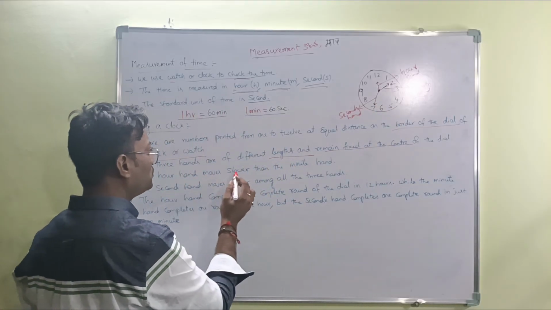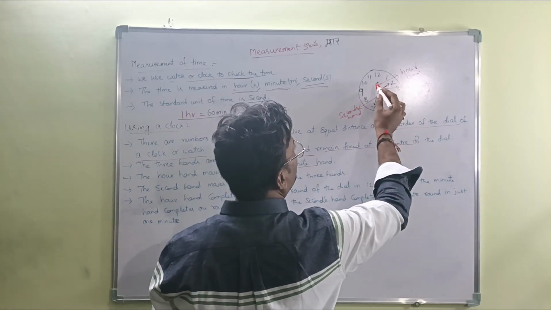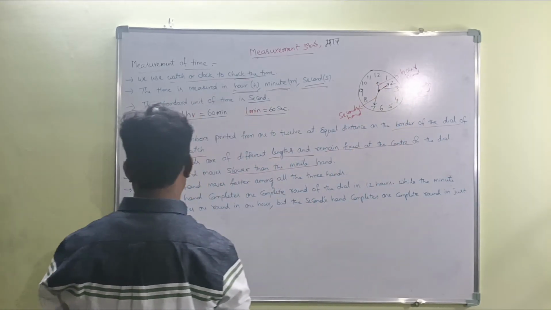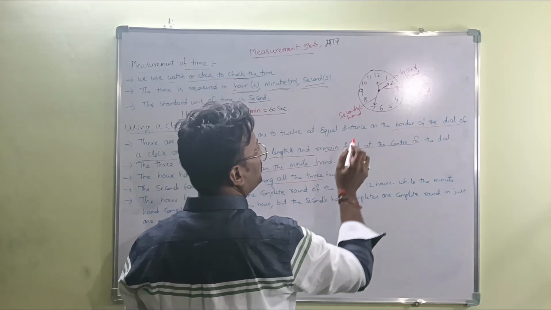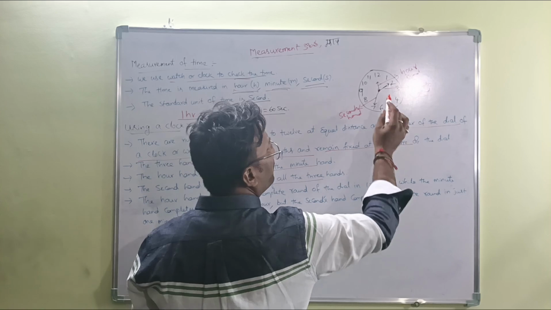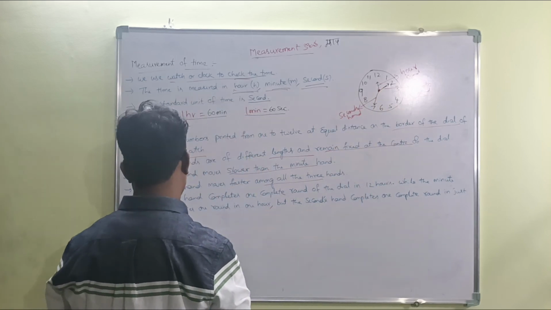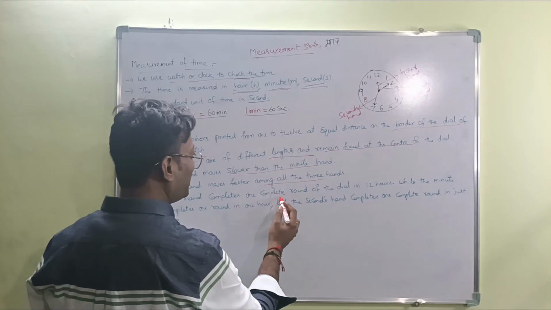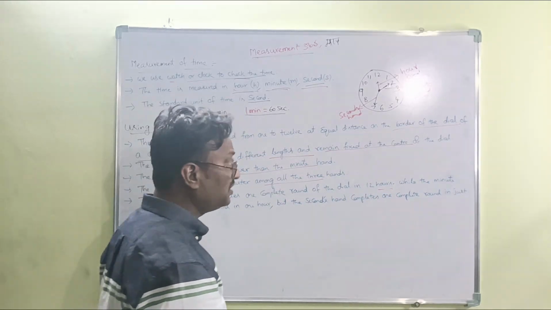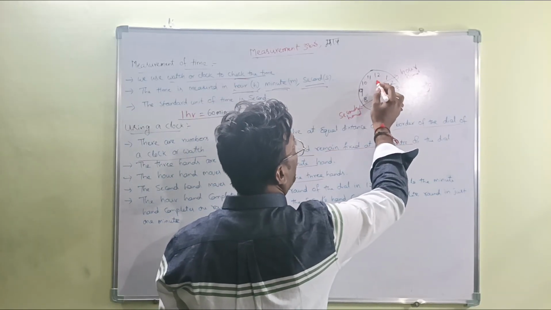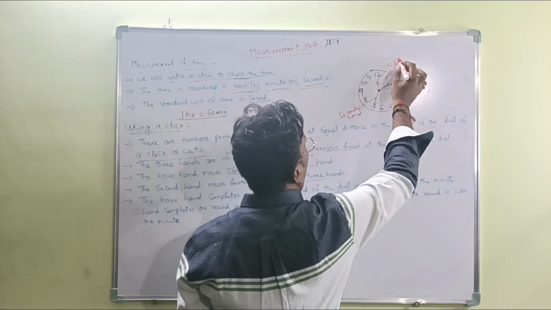The hour hand moves slower than the minute hand. The hour hand moves very slowly, and the second hand moves fastest among all three. So the hour hand moves very slow, the minute hand moves somewhat fast and the second hand moves very fast. The hour hand completes one complete round of the dial in 12 hours.